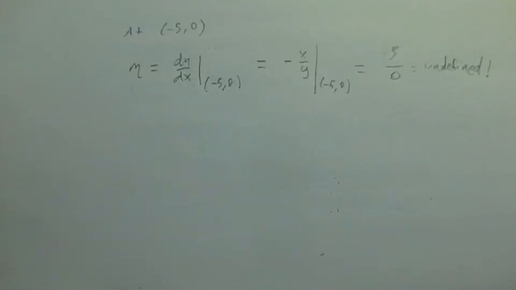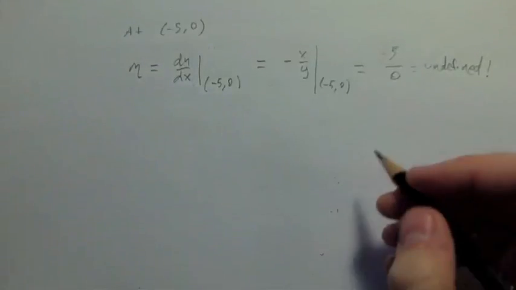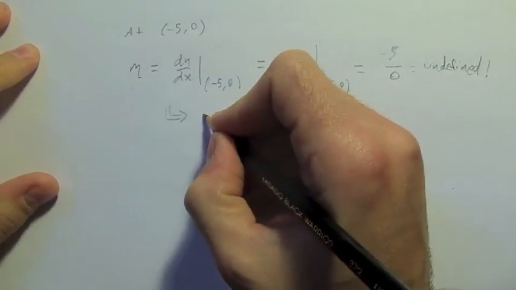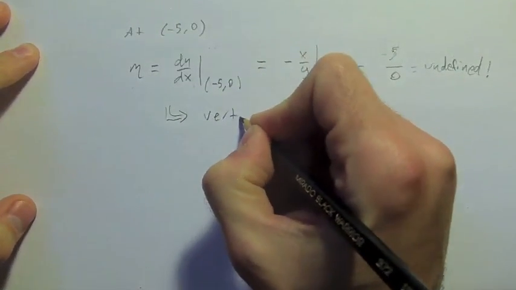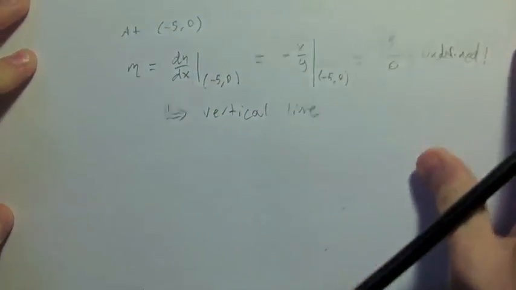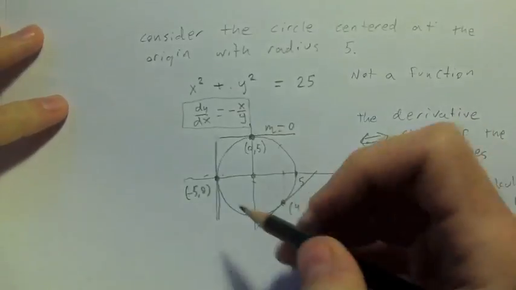So what does that actually mean as far as slopes are concerned? You may have learned this as no slope, or the slope is undefined. And when the slope is undefined, this essentially means that you have a vertical line, which is what we already knew we should have given what we found here.